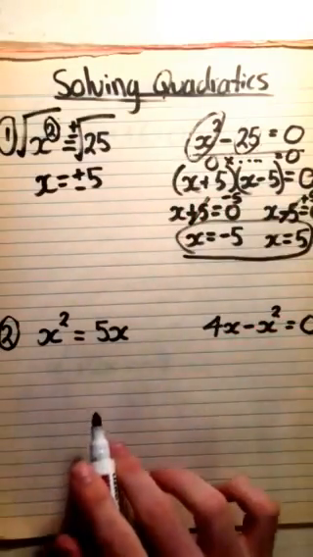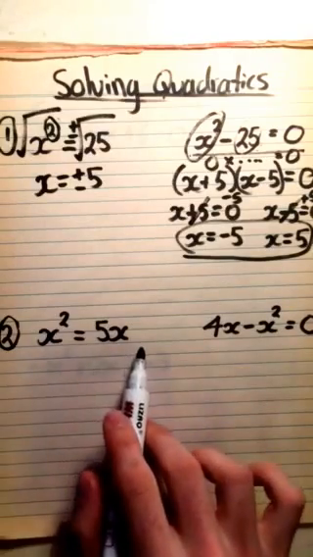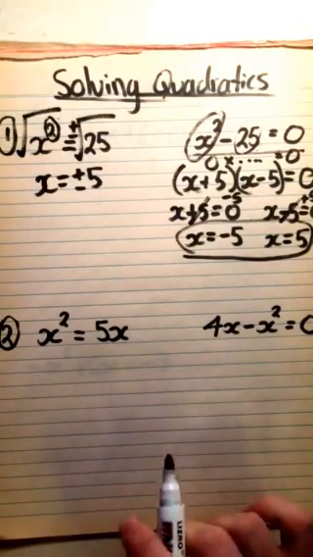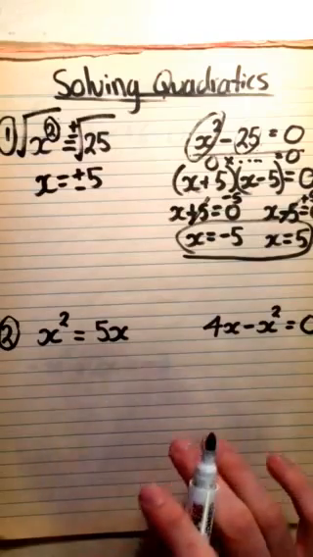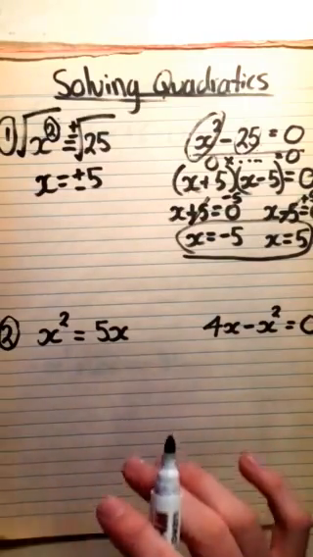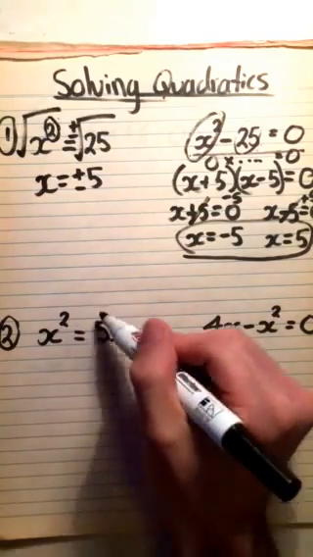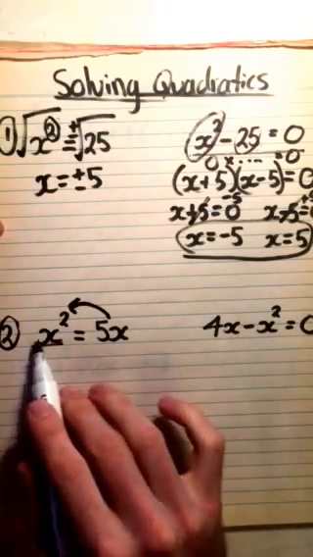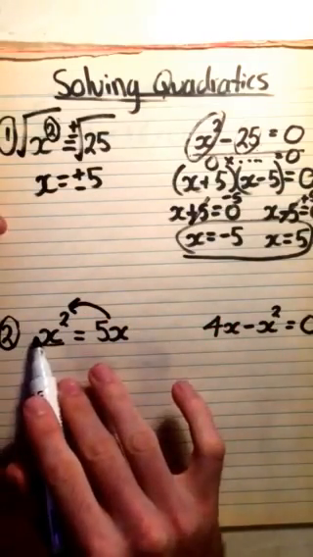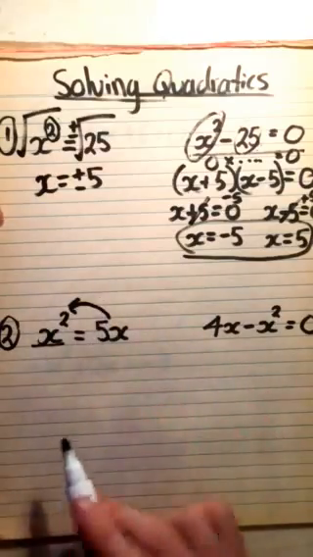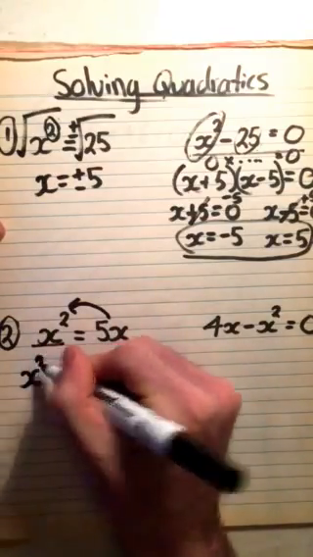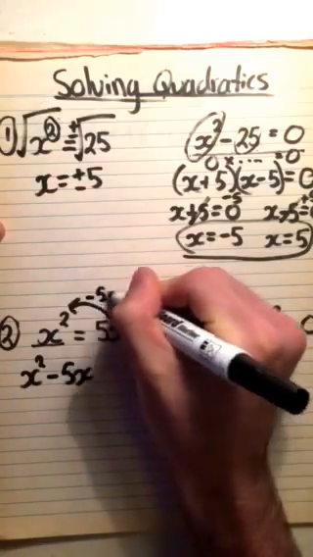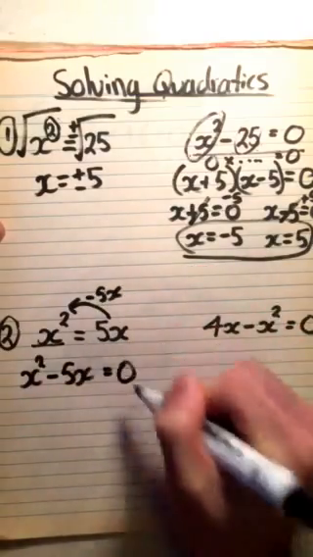Now let's look at the next type of example. Now here we don't have a number, we have a term that has x squared and x. Now remember, our first step for all these equations is to get everything to one side, and we want the x squared to be positive. So I'm going to take the 5x to this side, because x squared is already positive over here. If it was negative, I would be taking this over to that side. So I'm left with x squared minus 5x, because it was plus 5x there, and that equals 0.